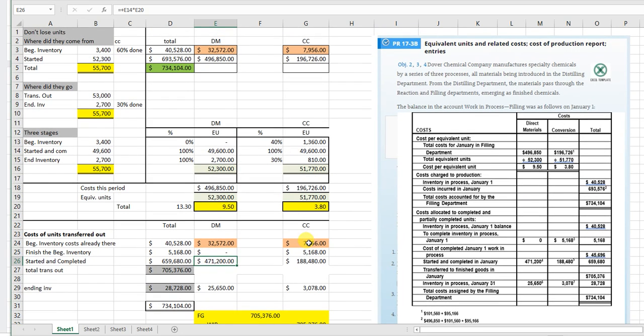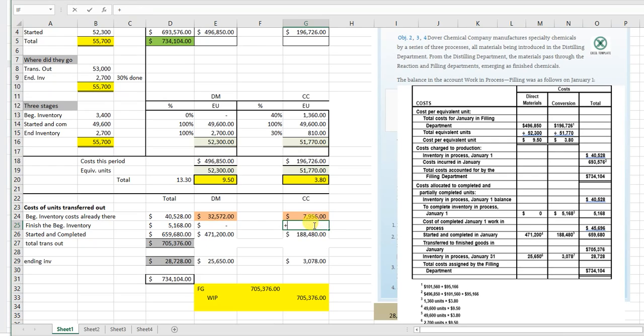My beginning inventory, what I did last period, is there. Then I finish my beginning inventory, which is 1,360 times my 380. And then I do the same for started and completed. Okay, and then I do the same thing for my ending inventory. Leave a space for your ending inventory right there.